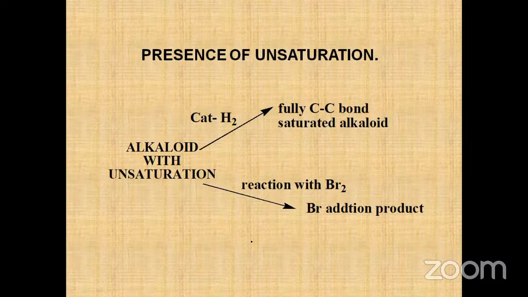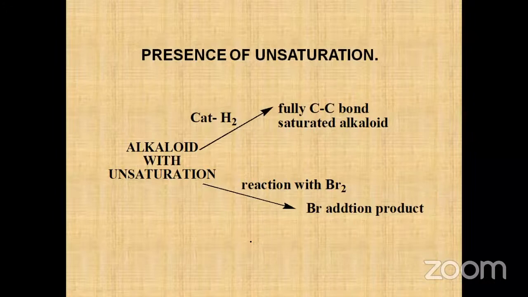Suppose the compound exists with a single C-C bond, only a sigma bond. That is the fully saturated one. Suppose the compound exists with a double bond, C double bond C, or C triple bond C. Such compounds are known as unsaturated compounds. Most alkaloids exist in nature with unsaturation.